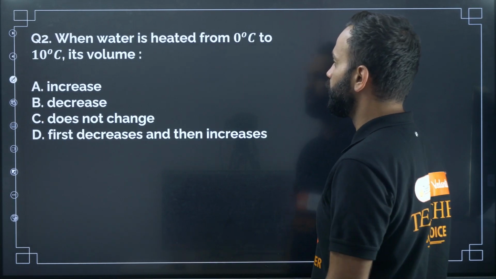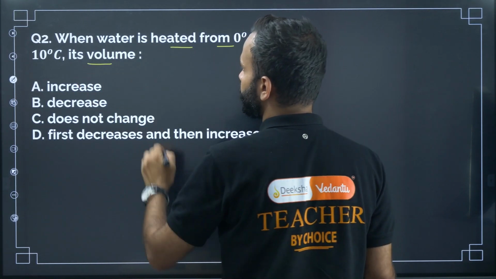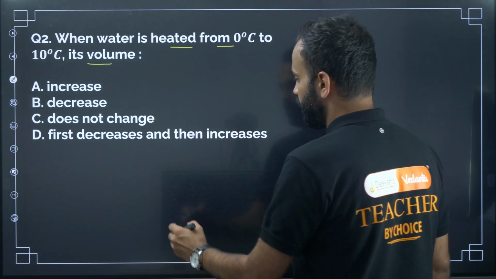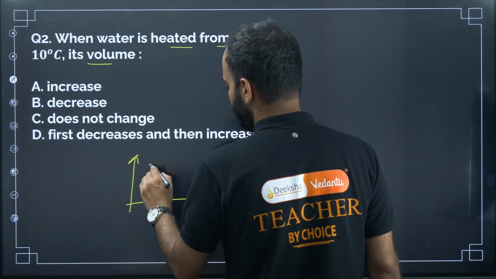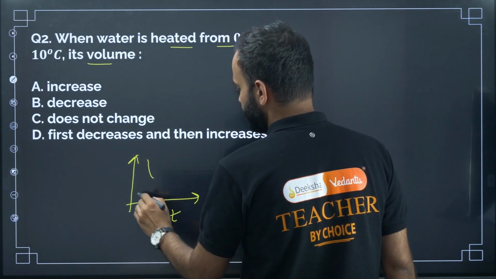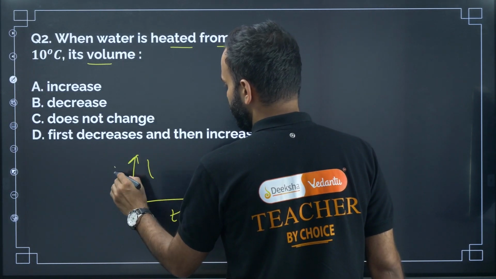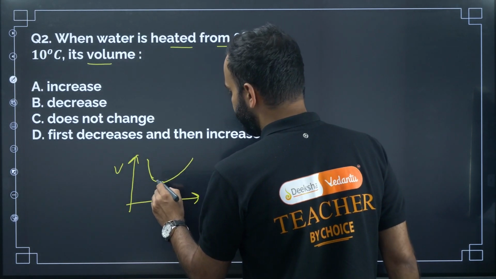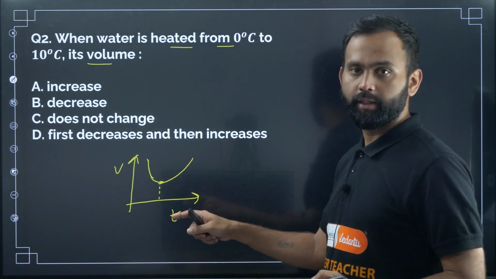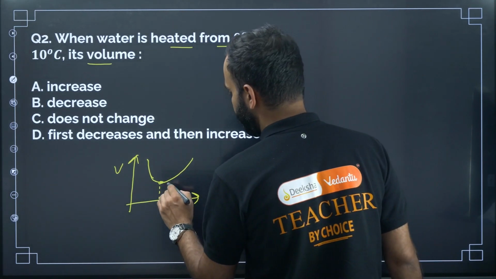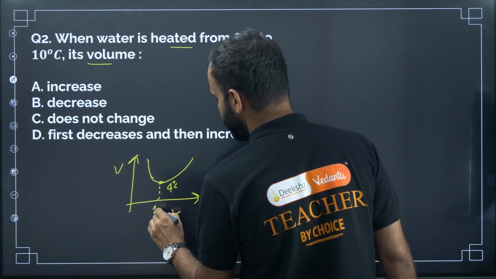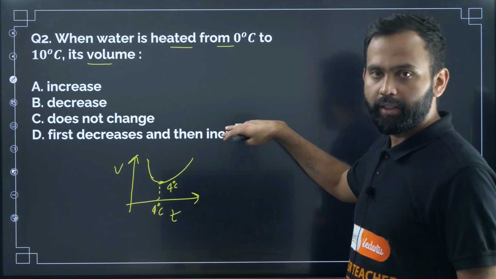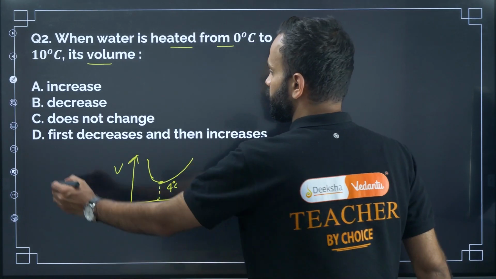Next one, question number 2. When water is heated from 0 degrees Celsius to 10 degrees Celsius, its volume. Its volume first decreases, then increases. As the temperature increases, the volume of the water first decreases, then it will start to increase. This is the point where the density of the water is highest, at 4 degrees Celsius. At 4 degrees Celsius, the density of the water is highest. So the volume first decreases, then it will increase. So the correct option is D.